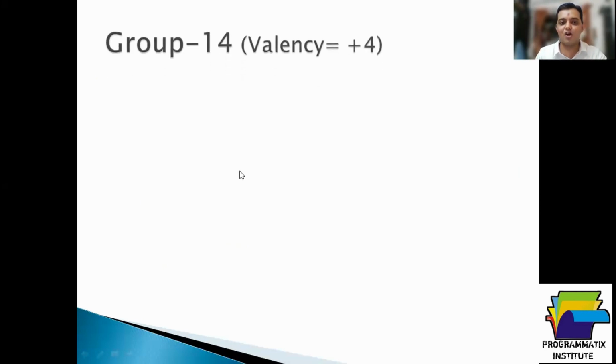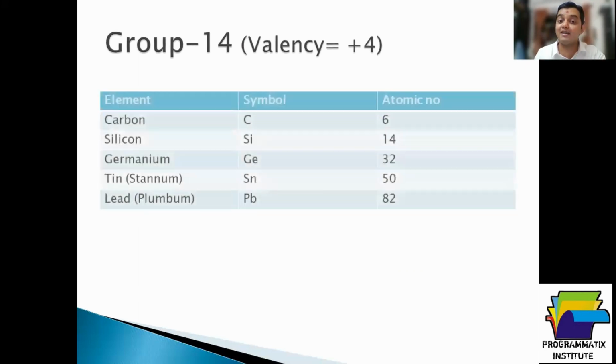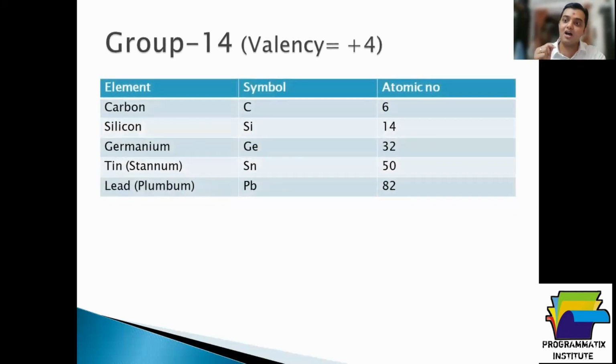Group 14, we all have to remember it is 4. So valency is +4 and also -4. But for the carbon element, we just write 4 because carbon is only sharing electrons. But after carbon, all are metals or metalloids. So they always donate electrons. So we say it is +4.